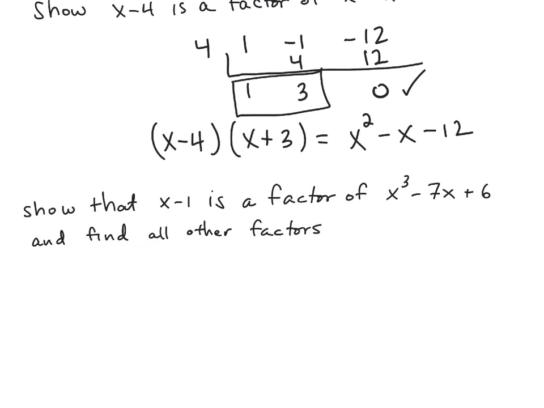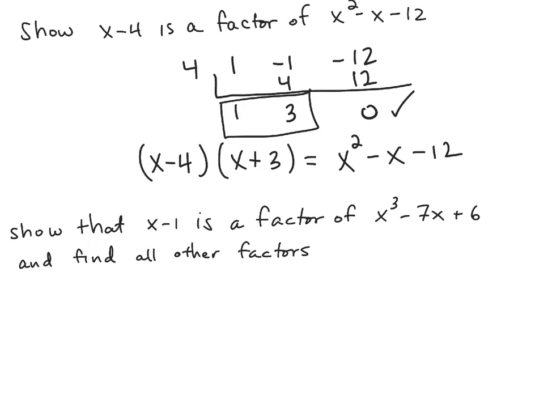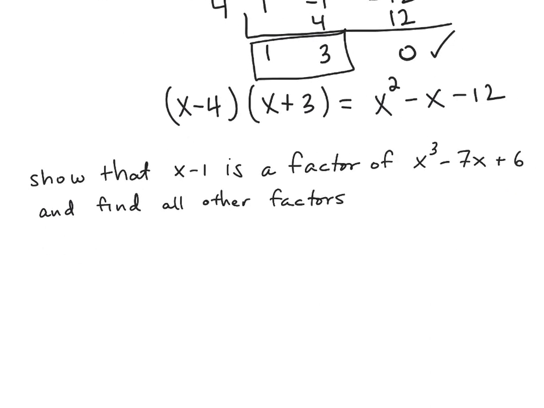Show that x minus 1 is a factor of x cubed minus 7x plus 6, and find all other factors. What we're interested in is not just finding one factor, we want to find all three factors. X to the third minus 7x plus 6 is a third degree polynomial, meaning it has three factors, so we want to be able to find all of them. To show that x minus 1 is a factor, we do synthetic division, and it's missing an x squared term, so remember to put a 0 in there for the x squared term. And then we're synthetically dividing, so for x minus 1, the zero would be positive 1. And then we go through the algorithm.